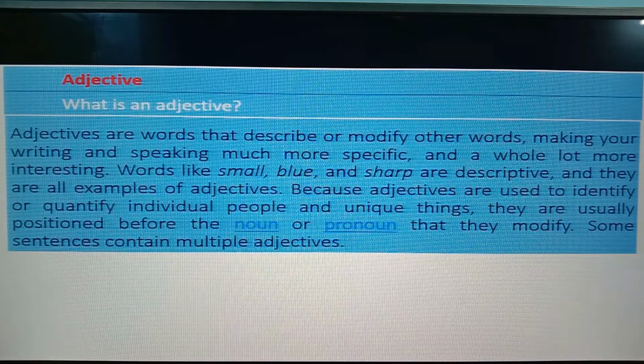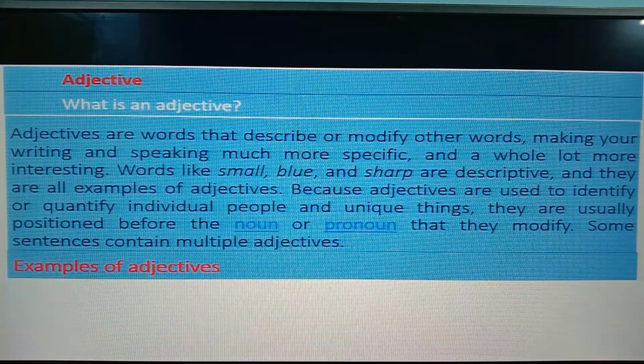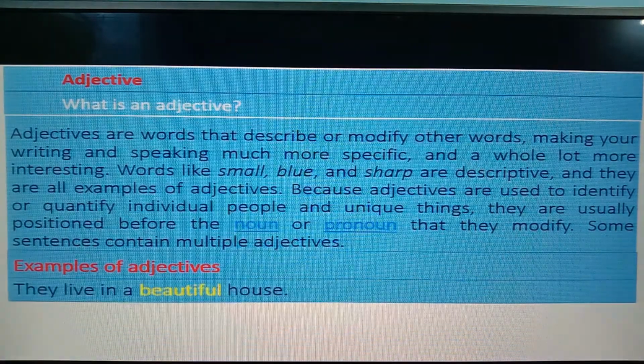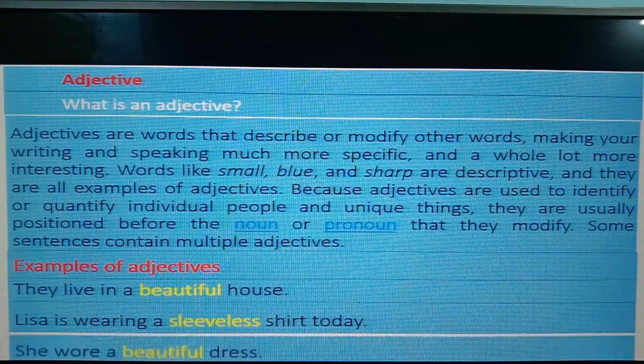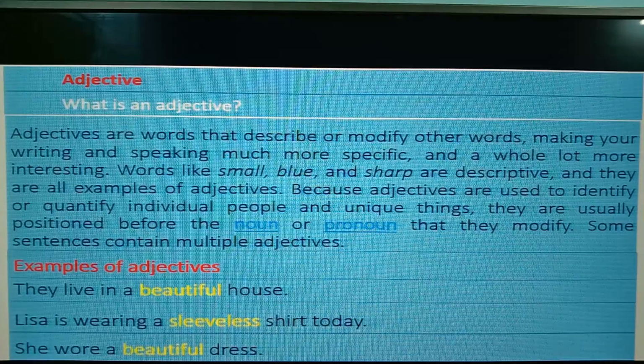Some sentences contain multiple adjectives. Examples of adjectives. They live in a beautiful house. Here, beautiful is an adjective. Lisa is wearing a sleeveless shirt today. Sleeveless is adjective. She wore a beautiful dress. Beautiful is adjective.